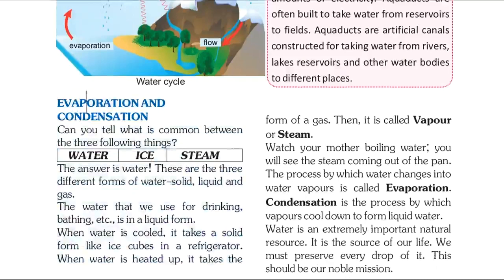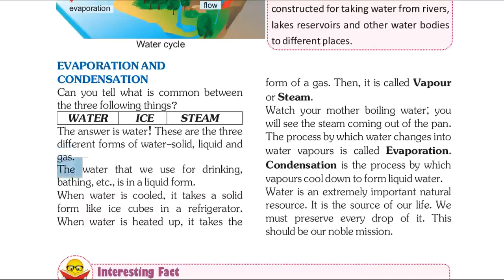Evaporation and condensation. Can you tell what is common between the three following things? Water, ice, and steam. The answer is water. These are the three different forms of water: solid, liquid, and gas. The water that we use for drinking, bathing, etc. is in a liquid form.